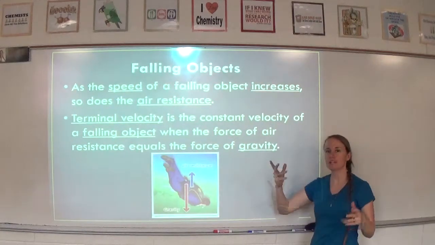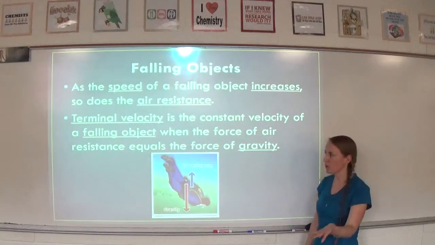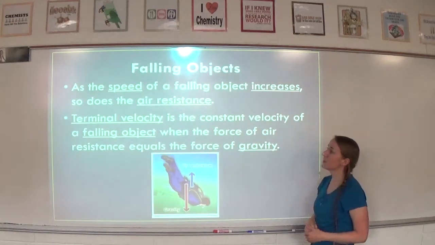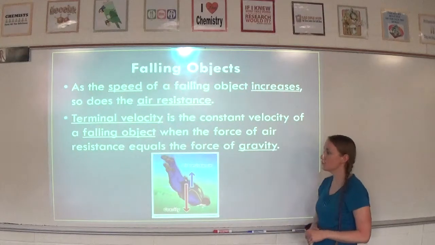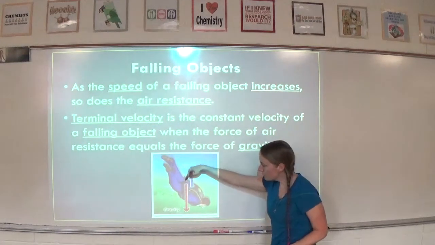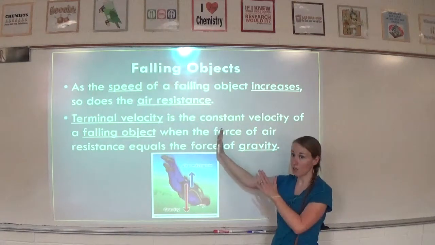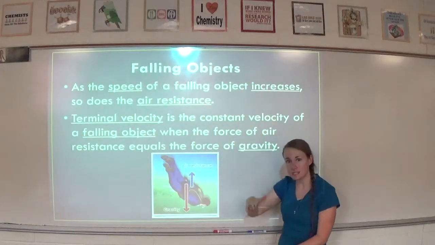Now, can you fall faster and faster and faster forever? No, and it's not just because you'll hit the ground. There is something called terminal velocity, and that is the constant velocity of a falling object when the force of air resistance equals the force of gravity. So remember, gravity is trying to pull you down. Air resistance is trying to push you back up. So once those two become equal, you'll fall at a consistent speed.